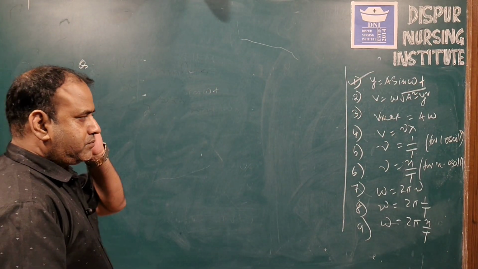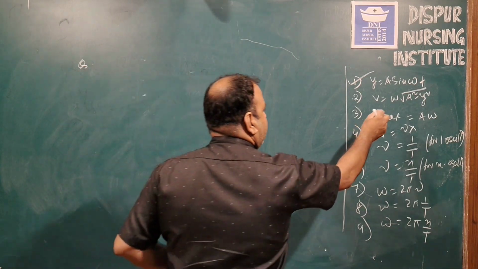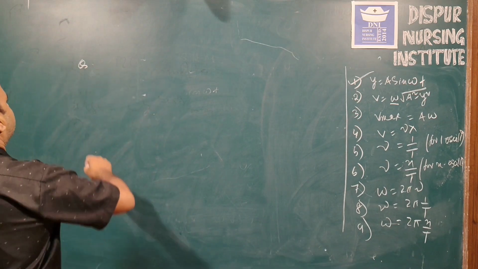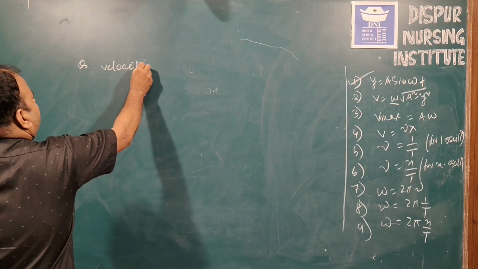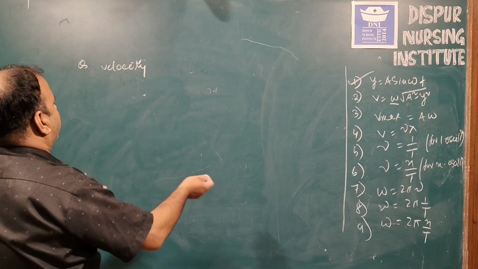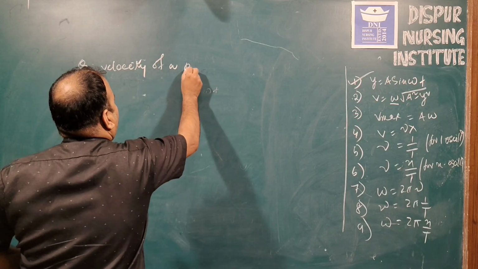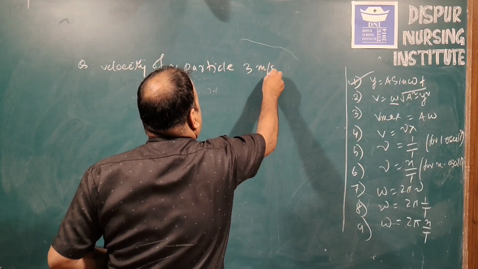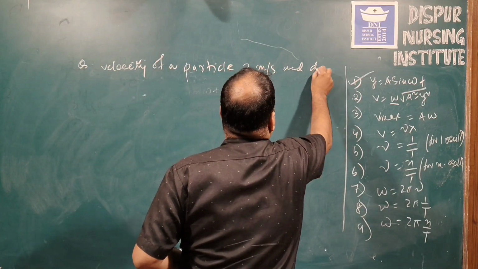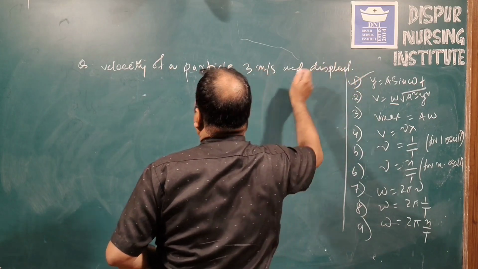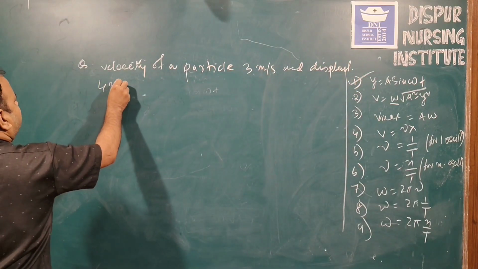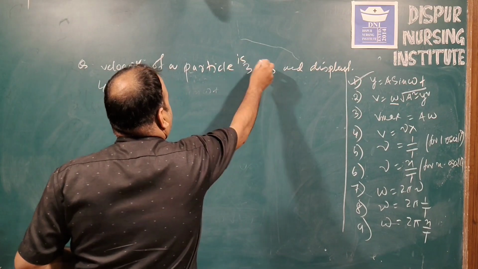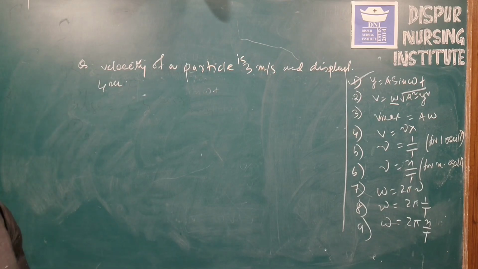Suppose here you can see this is angular velocity, here amplitude and displacement, and v is velocity. Suppose the velocity of a particle is 3 meter per second, and displacement 4 meters. So the velocity of a particle is 3 meter per second and displacement 4 meter.